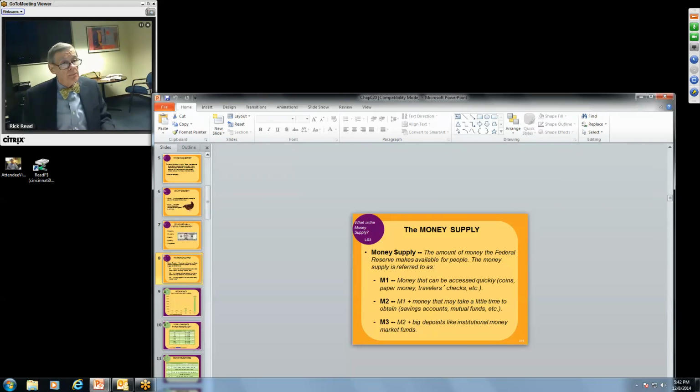Now this is the money supply, and it's broken down into 3 categories: M1, M2, and M3. What I want you to think of in M1 is that it's liquid.